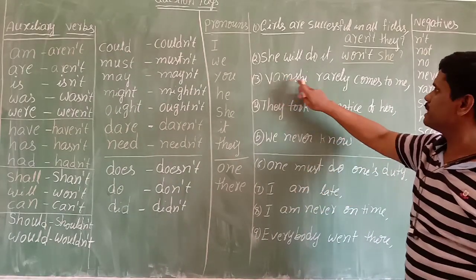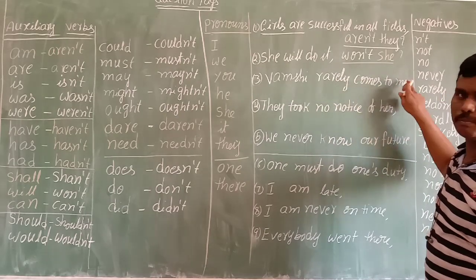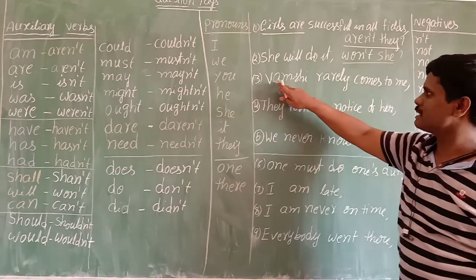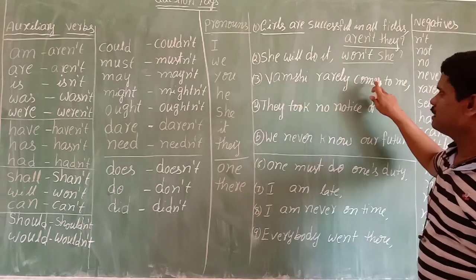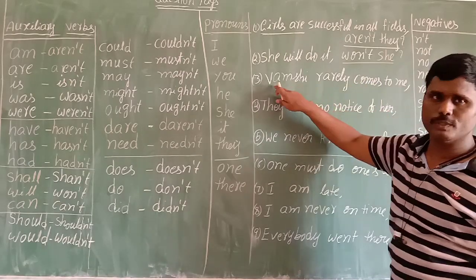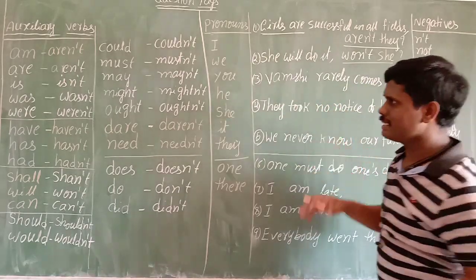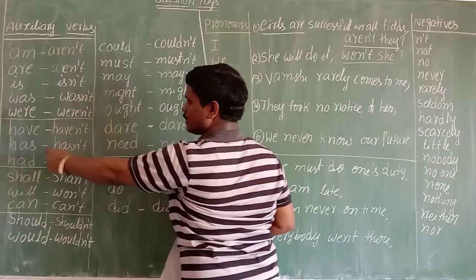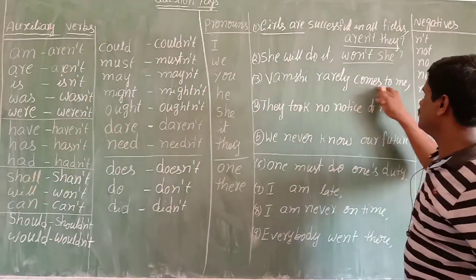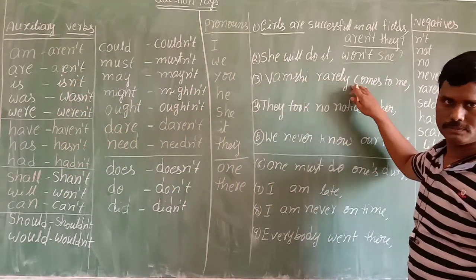Third one. Won't she rarely comes to me. What is the subject? She. What is the verb? Comes. Is there a helping verb? No. See, am, are, is, was, were. Any helping verb? No helping verb.